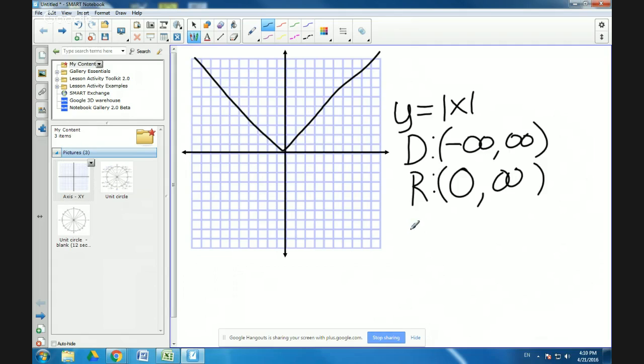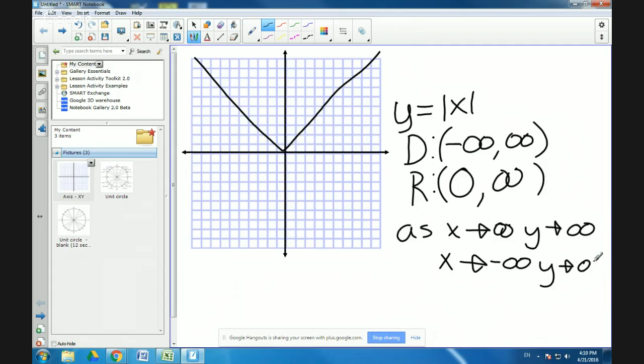And for the end behaviors of this, as x approaches infinity, y will approach infinity as well. And as x approaches negative infinity, y will approach infinity.